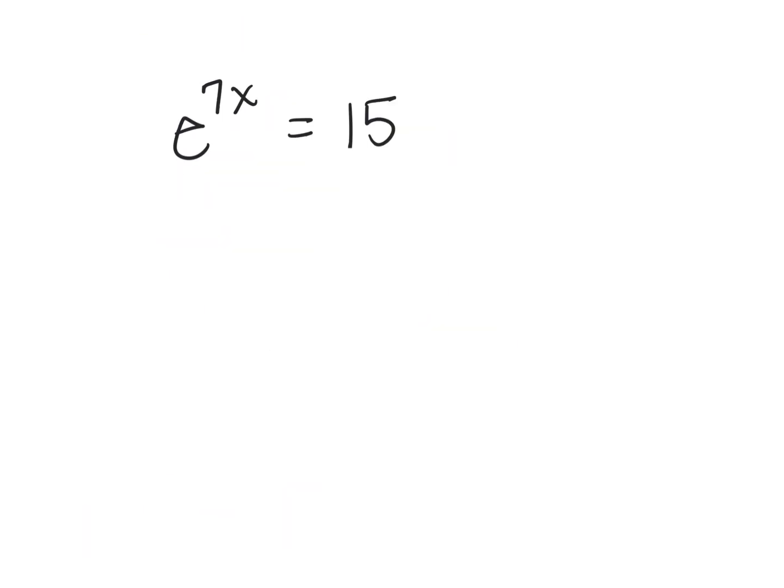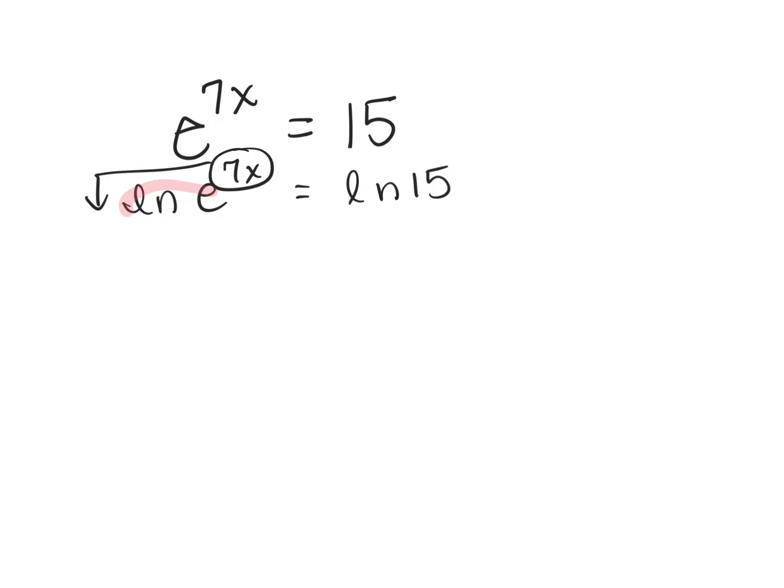In the next one, we also have something that we cannot make like bases. So we're going to take the natural log of both sides. And what that does is enable us to bring down the 7x. Now, the nice thing about this is the natural log of e is just the number 1. So we have 7x is equal to the natural log of 15. And then we divide both sides by 7.